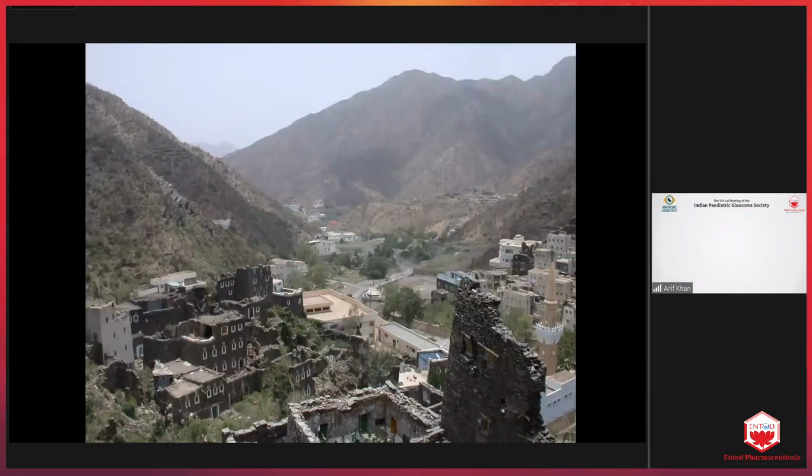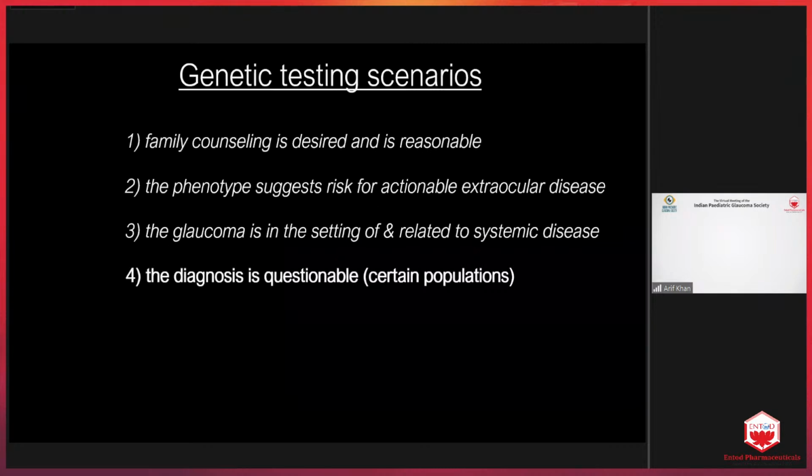Let's now move on to the final genetic testing scenario for childhood glaucoma. And that would be when the diagnosis is questionable in certain populations. Now, this is not common. I tried to highlight in the beginning that glaucoma is a clinical diagnosis and management is clinical. However, there are certain scenarios where genetic testing can be helpful one way or the other.